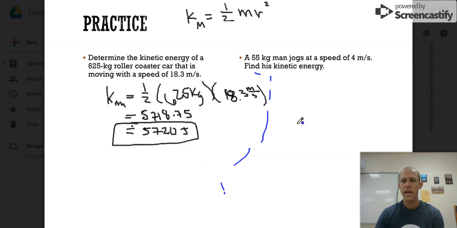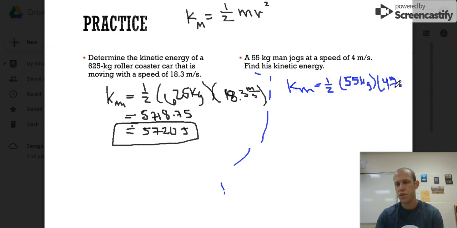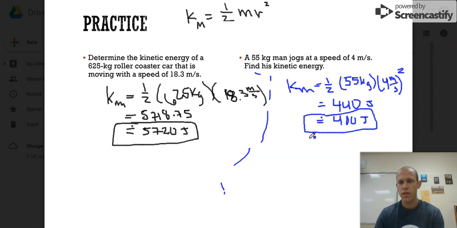A 55 kilogram man jogs at 4 meters per second. Find his kinetic energy. So kinetic energy due to his movement is equal to 1/2 mass, which is 55, times 4 meters per second. So half of 4 would be 2. So just, oops, I forgot to square this. I've also forgot to square it in the last problem. So we'll go back and fix that. But this would be 16. Half of 16 is 8. So 55 times 8. That would be 440 joules. And that would round to 400 joules with sig figs.